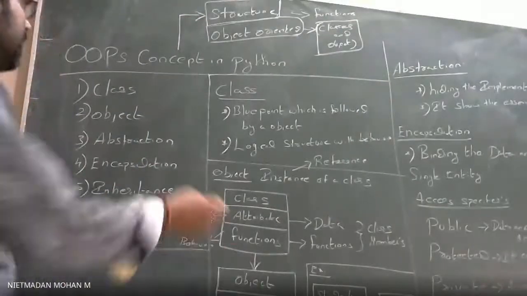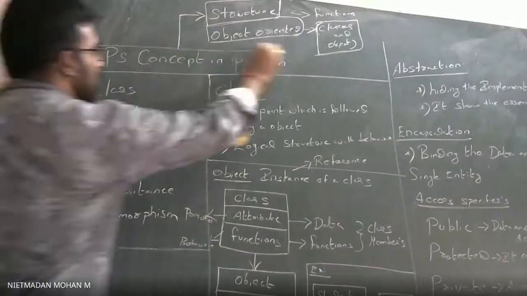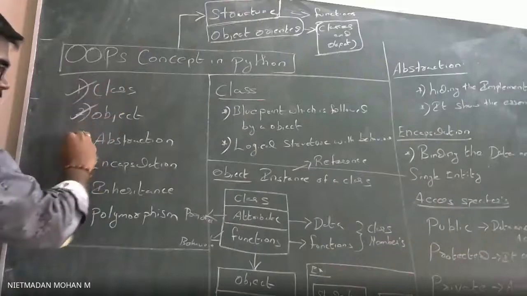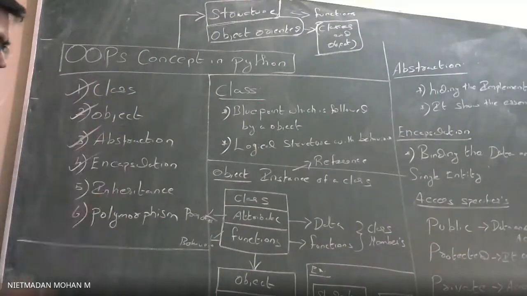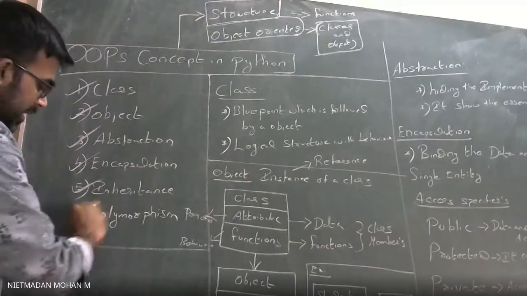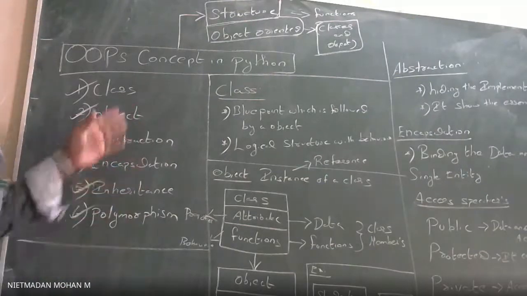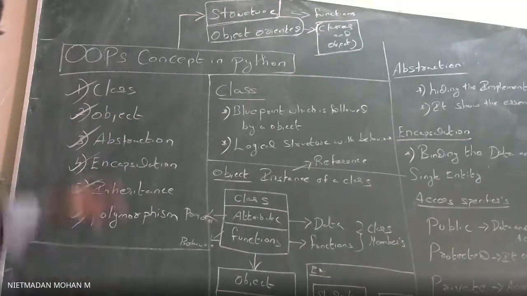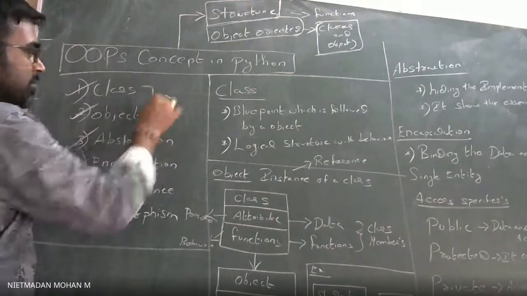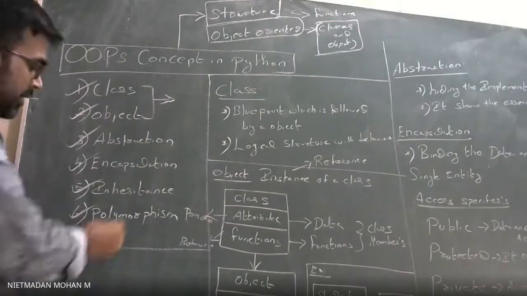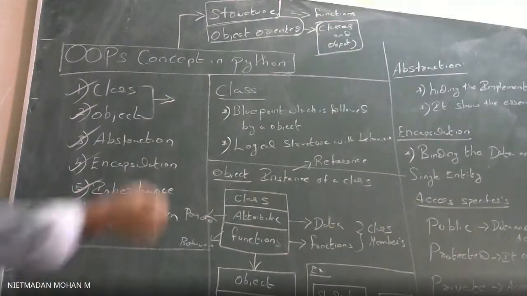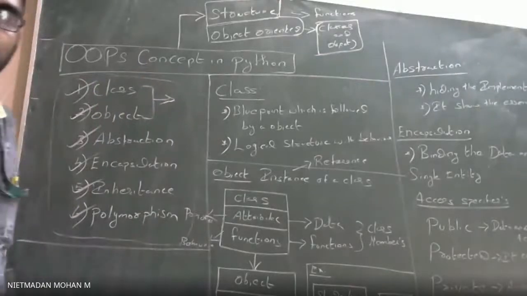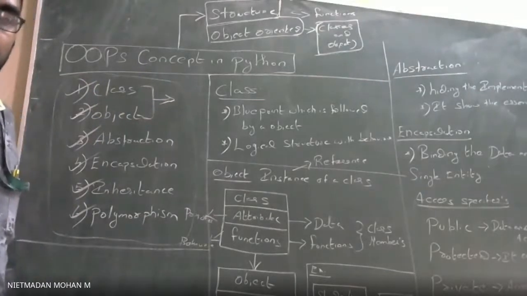Now we will move to the OOPS concept of Python. The OOPS concept in Python consists of six types: class, object, abstraction, encapsulation, inheritance, and polymorphism. You will see them one by one with an example. I am giving you an introduction to these six topics, and in upcoming classes we are going to look only at classes and objects. These six types are used in all programming languages. Clear about this?